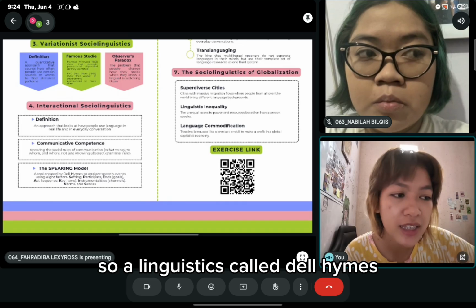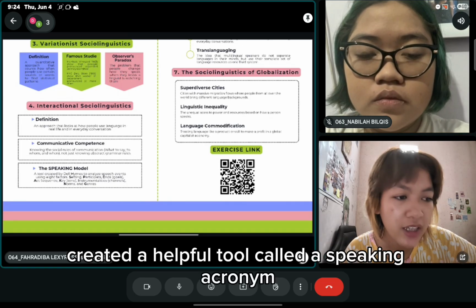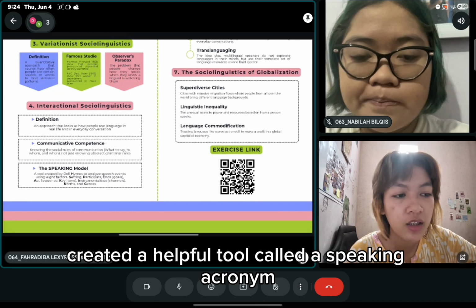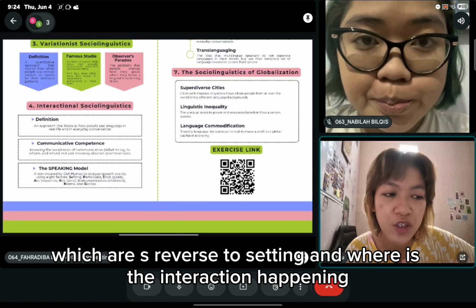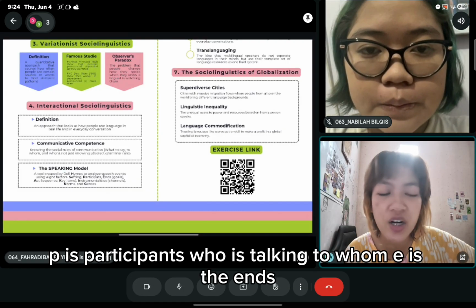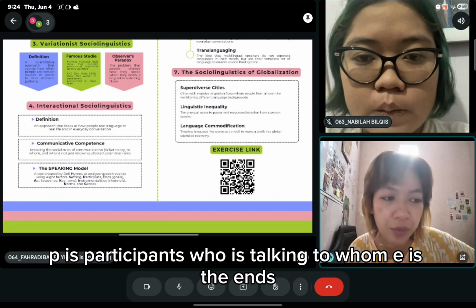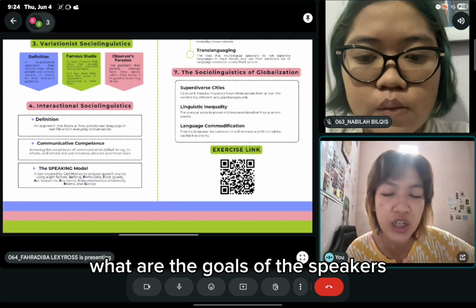A linguist called Hymes created a helpful tool called the SPEAKING acronym. S refers to setting, where is the interaction happening. P is participants, who is talking to whom. E is the ends, what are the goals of the speakers.